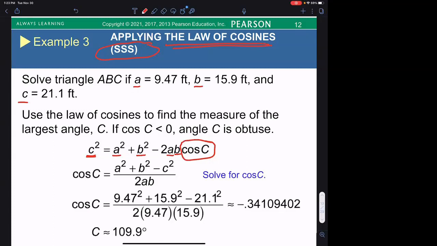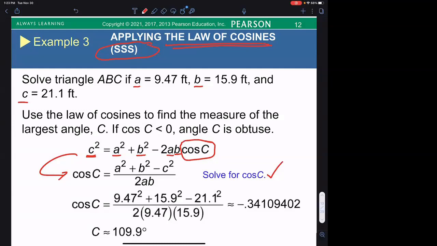So they basically were solving it first for cosine by isolating the cosine c term here. So they're saying solve for cosine c. You could do that before or after you plug in the numbers, but it is kind of nice to see the formula before you plug in the numbers to get all of the arithmetic on one side.